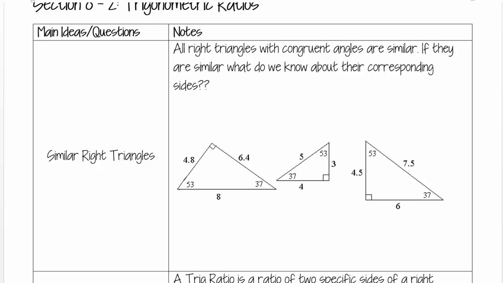So if we take a look at these triangles here, they all have a right angle and they all have an angle with 53 degrees. So by angle, these triangles are all similar. Now what that means is they have the same shape, but they're not necessarily the same size. And what do we know about corresponding sides? Well, the ratios are the same.